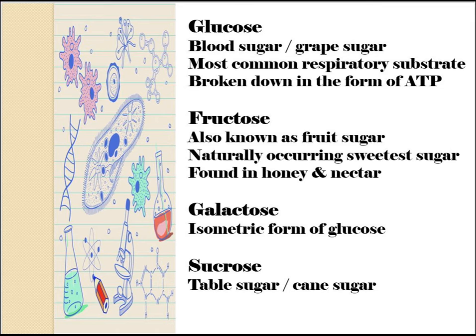So what actually happens, it is the most common respiratory substrate, okay, and it is broken down to form ATP. What is ATP? Adenosine triphosphate, which those of us who are from a science background know. It is an organic compound and hydrotope which actually provides energy to your cell. Okay, that is adenosine triphosphate.